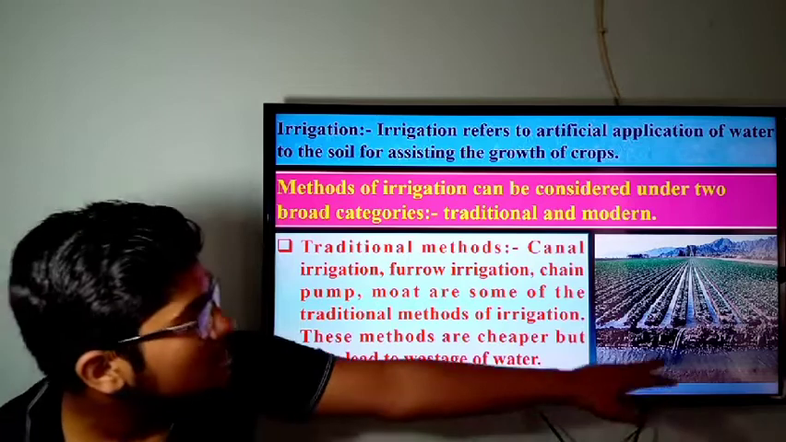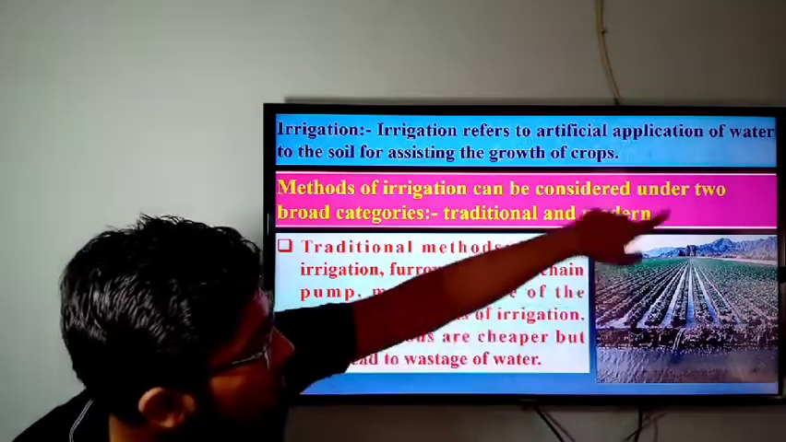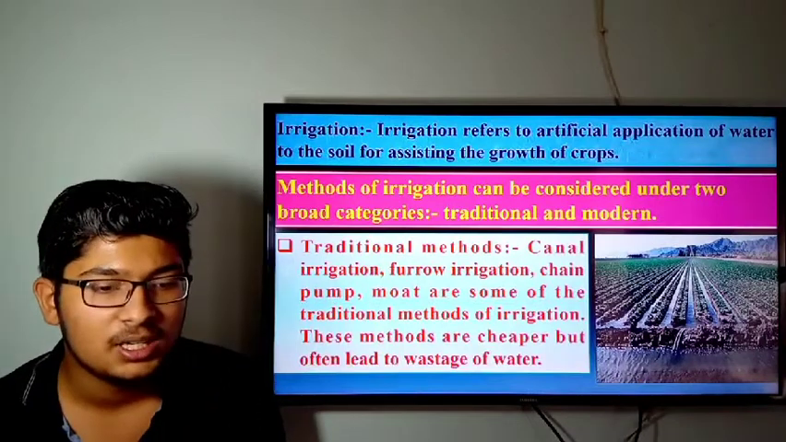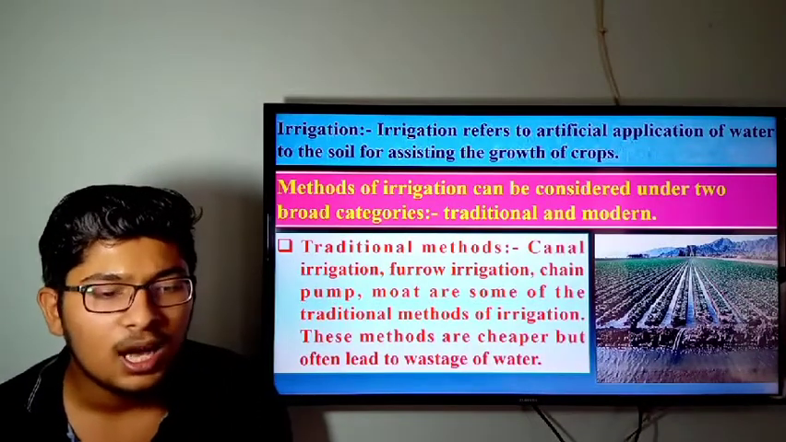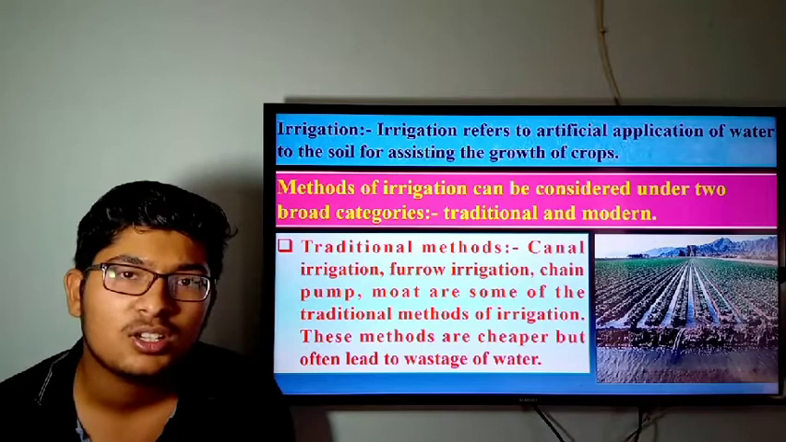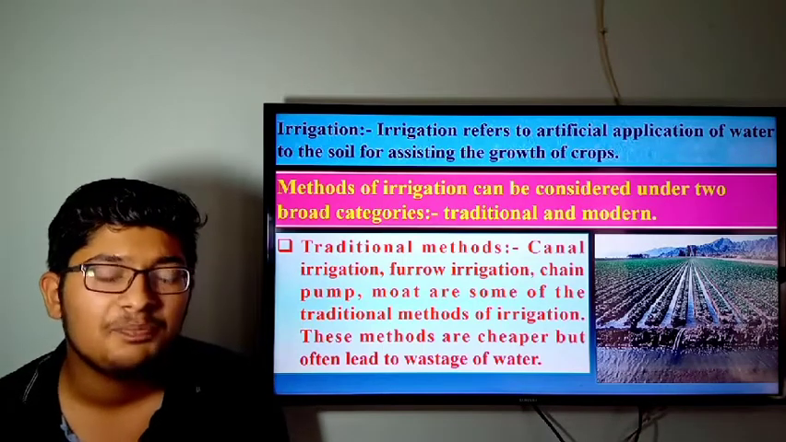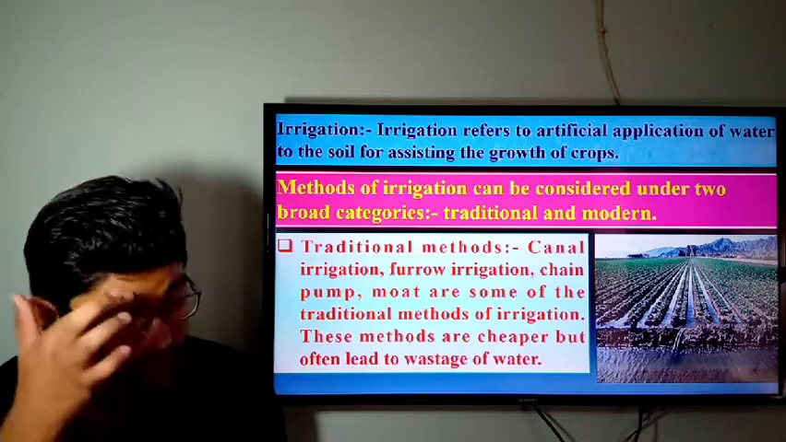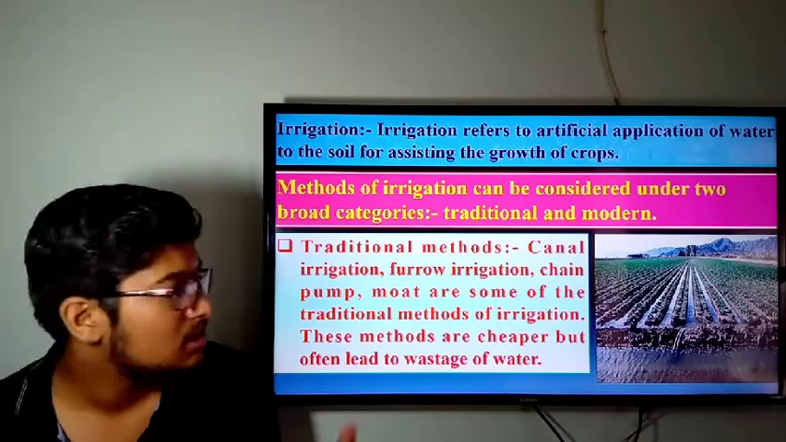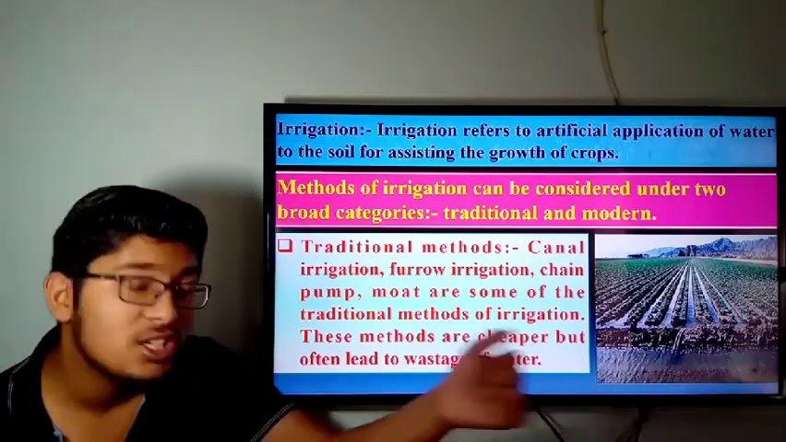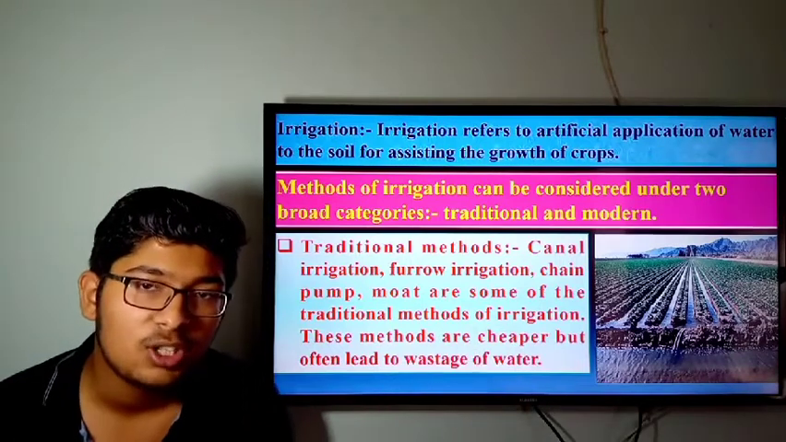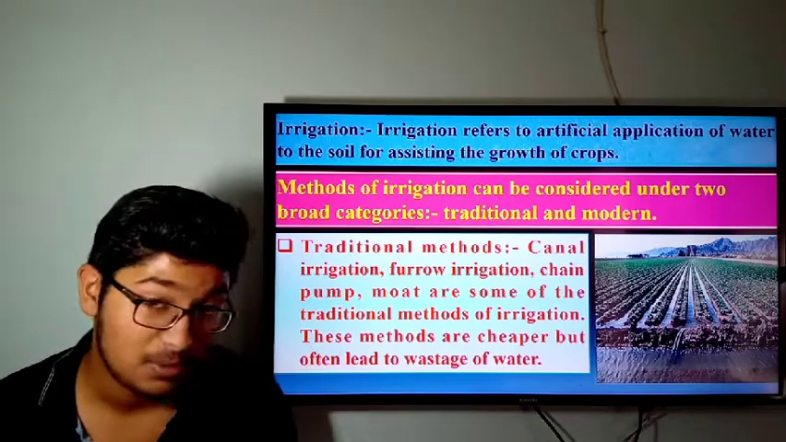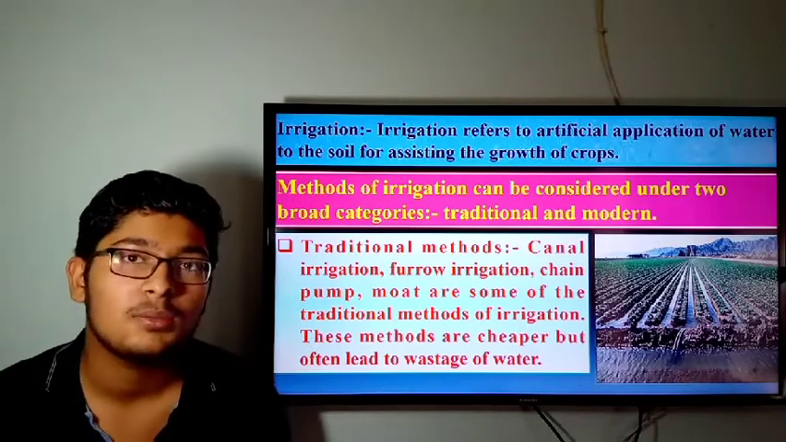As you can see, this is the furrow irrigation. The water is supplied over all the field, and the chain pump are some of the examples of the traditional methods of irrigation. And these methods are very cheap, but they lead to the wastage of the water. वेस्टेज बहुत ज्यादा होता है पानी का, ये चीपर जरूर होता है लेकिन क्या होता है वेस्टेज बहुत होता है, कभी कभार तो क्रॉप्स में ना ज्यादा पानी होने की वजह से प्रॉब्लम्स भी आ जाती हैं.